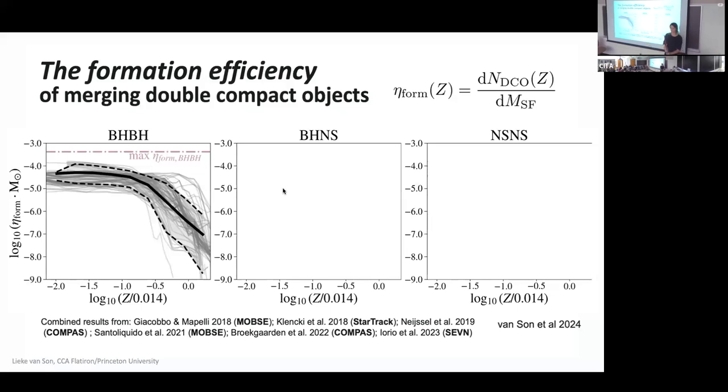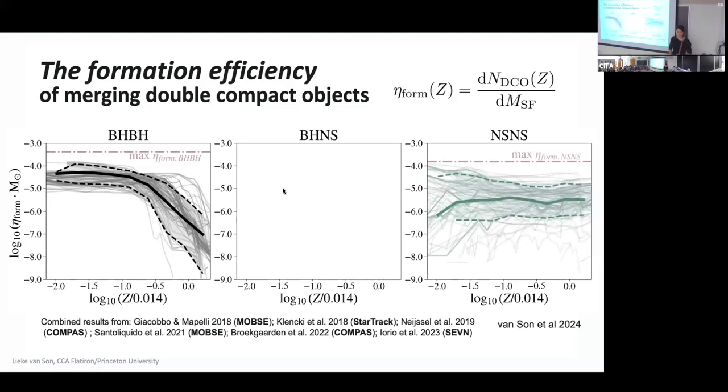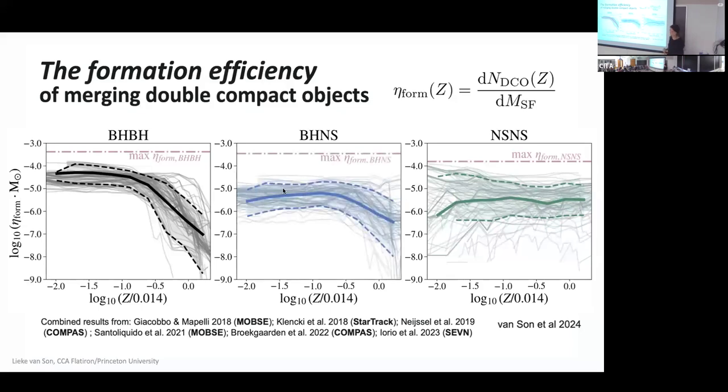Okay, yes, but good question. You're actually going a few slides ahead. But let me first state the result. The result that people have been finding is that binary black hole formation is heavily dependent on metallicity, it tanks at high metallicity. Binary neutron star formation is kind of messy, but not strongly dependent on metallicity in any sense. All of these models kind of show straight lines with metallicity. And black hole neutron stars show somewhat intermediate results.